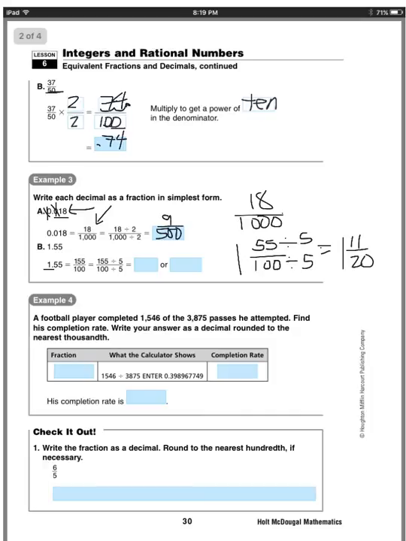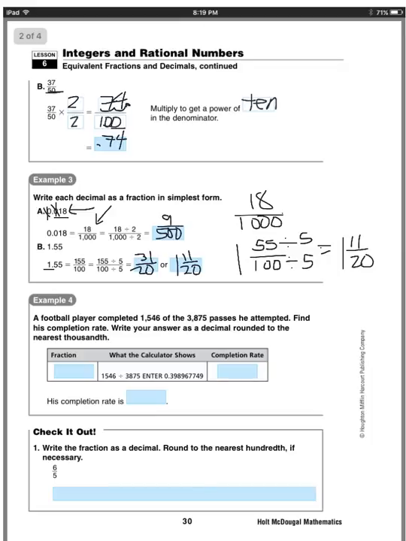You can also do the same thing of putting 155 over 100, just like we did above. And then you can divide 155 by 5 and get 31/20, which if you change that to a mixed number is 1 and 11/20. So either way you get the same answer.